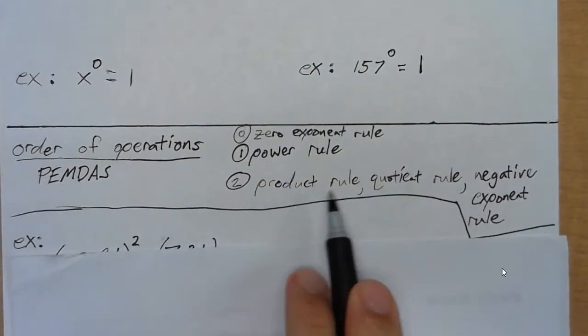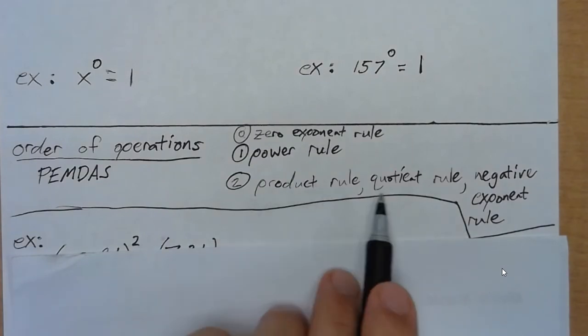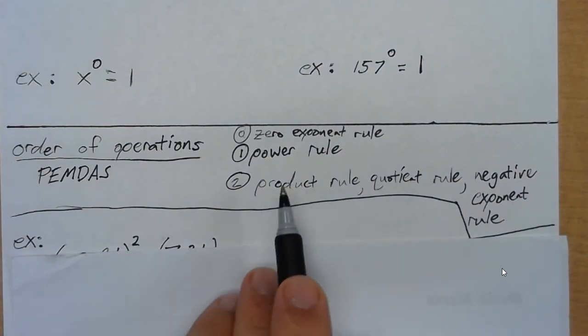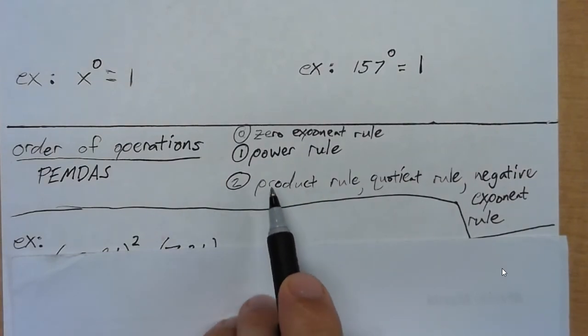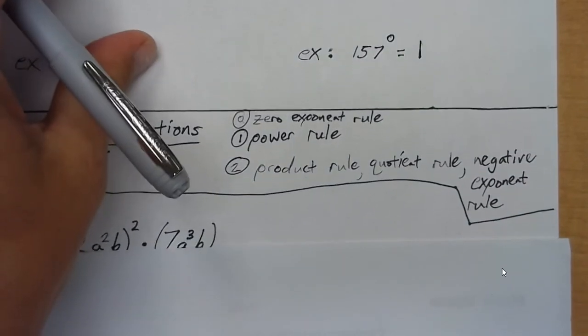The product rule, the quotient rule, and the negative exponent rule can all be applied at the same time in whichever order you want. Just like multiplication and division, you're reading left to right and doing whatever appears first. So let's look at an example like that.